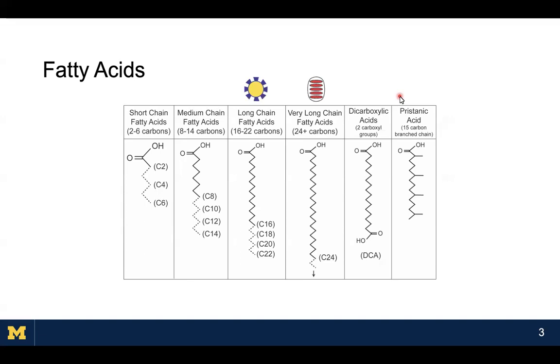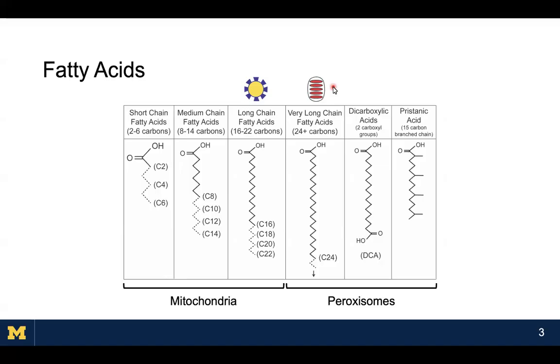So the RPE is receiving long chains from lipoprotein particles and some in the photoreceptor outer segments, and very long chain polyunsaturated fatty acids from outer segments. And I'm going to divide these fatty acids into two groups. Short, medium, and long chains are targeted to the mitochondria for beta oxidation, while very long chain, dicarboxylic and pristanic acid, and a few other fatty acids are targeted to peroxisomes for beta oxidation.